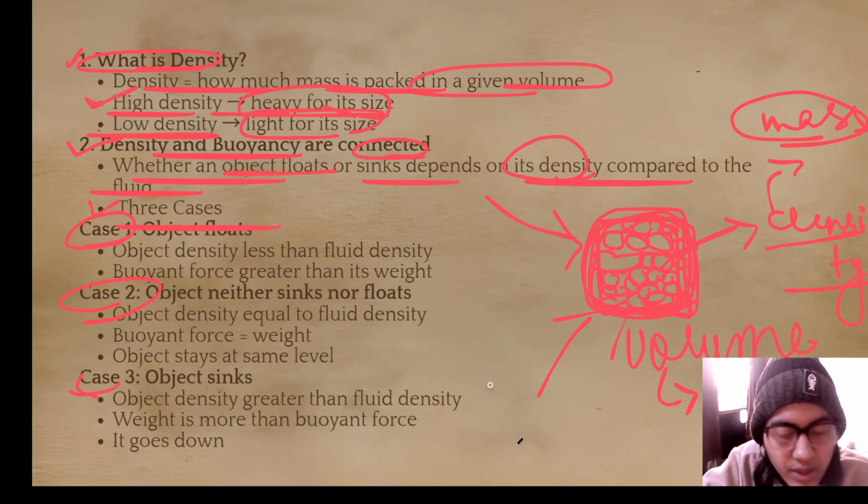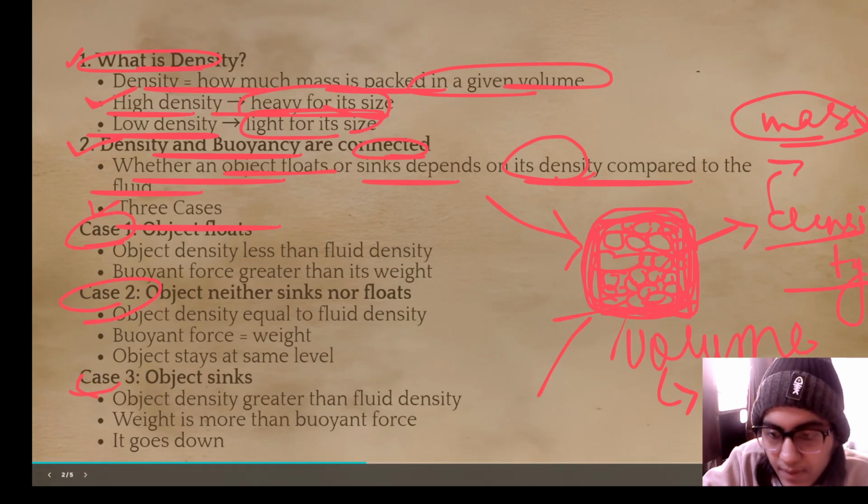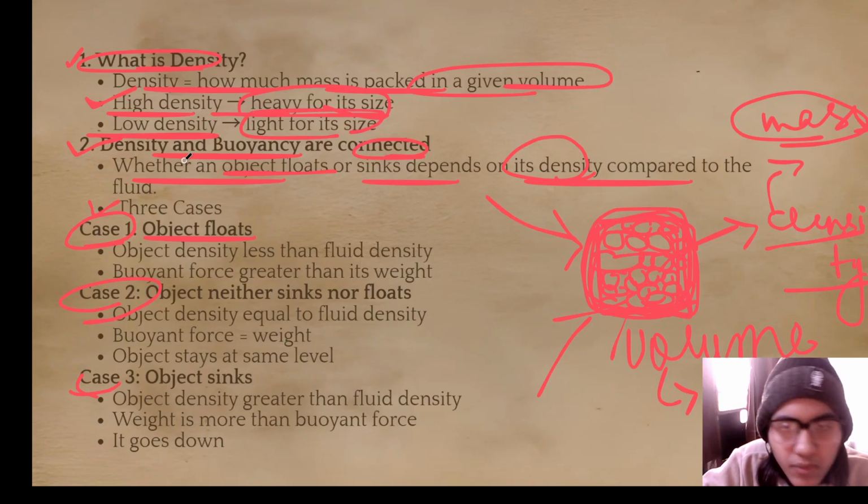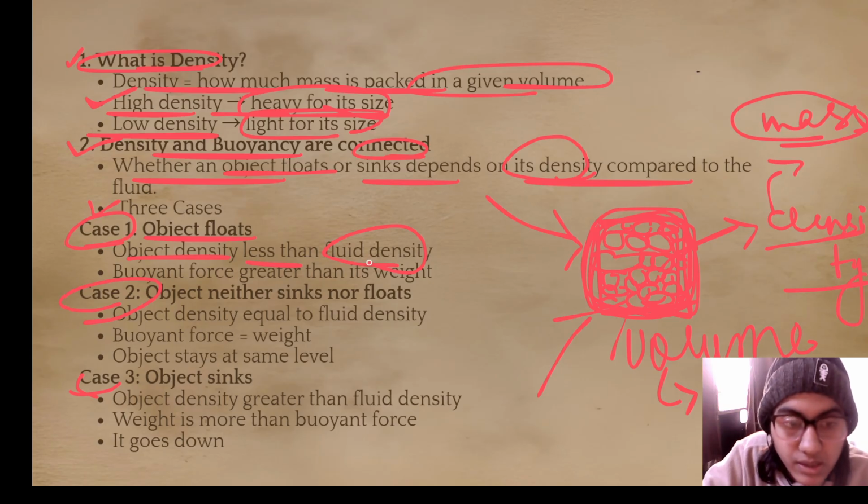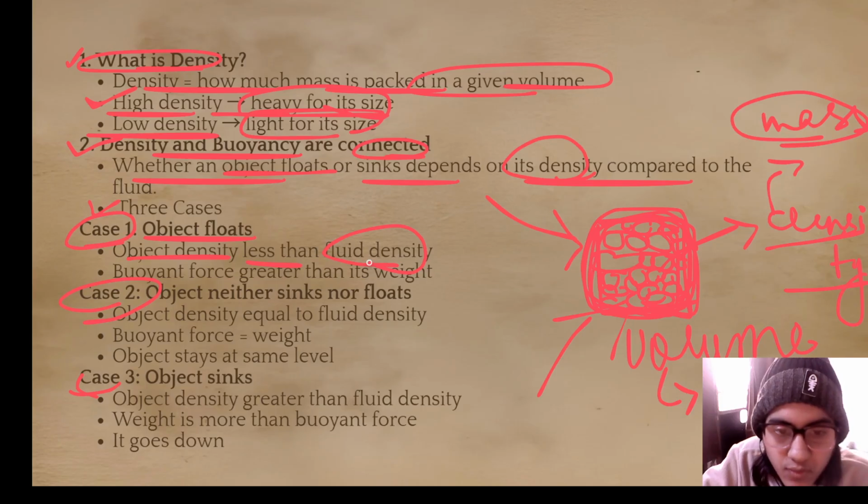The case number one is the object floats. So what happens to an object in the water? These three cases mainly arise, so let's look at these. First is the object floats. So in this case, the object density is less than the fluid density.